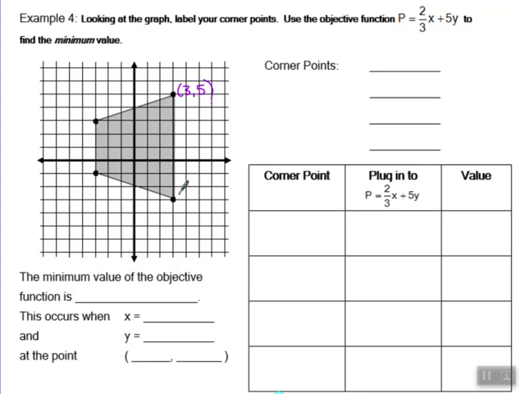3, -3. This one's -3, 3. Notice it makes this nice trapezoid shape here. -3, -1. And those are my corner points. I'm going to write them down.